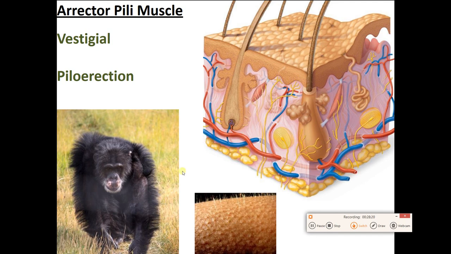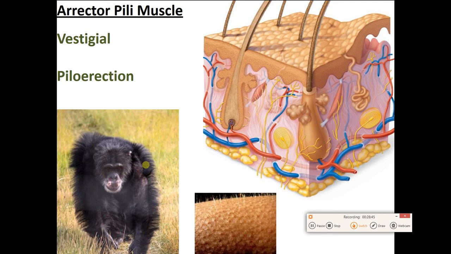In other furrier mammals, it does two things. It makes them look scarier. So that's why this reflex is turned on when you're doing a fight or flight response. Now, it also, the hair standing up like this traps more air near your skin, which provides an insulating layer of warm air, which helps you keep warm.